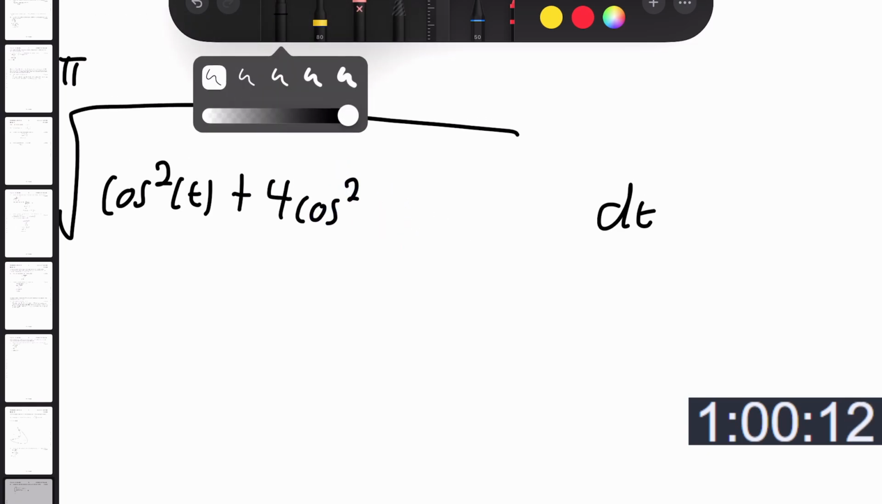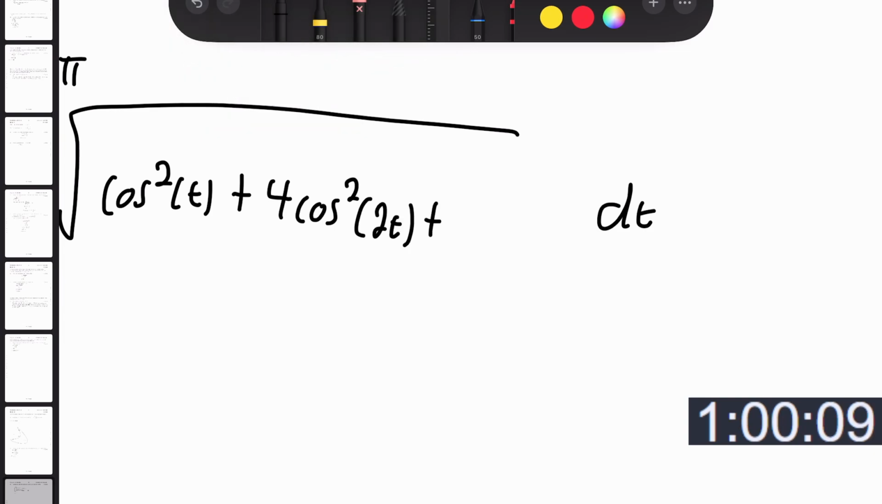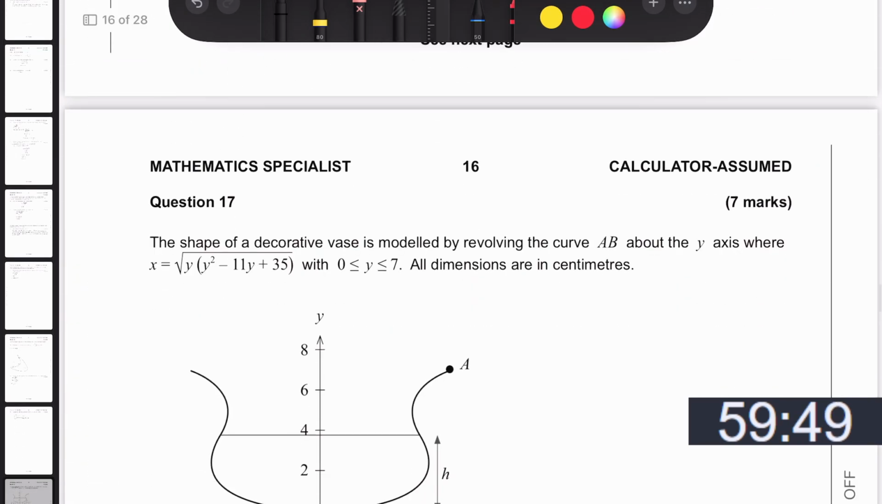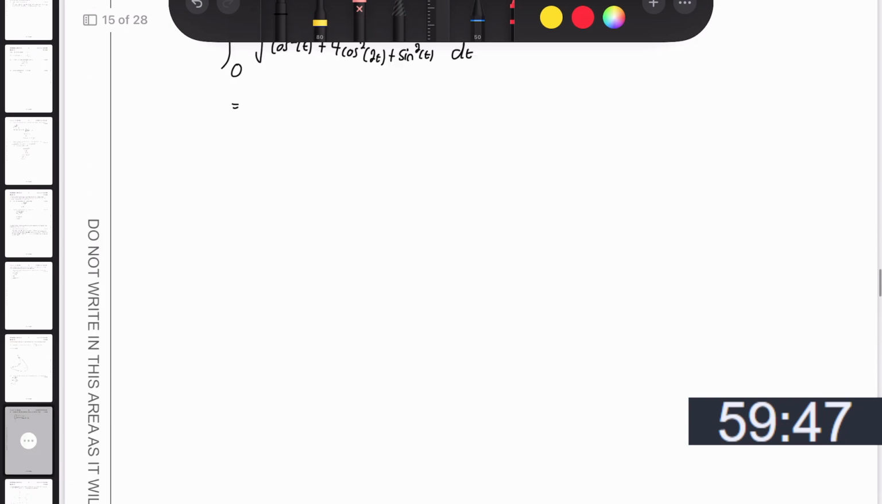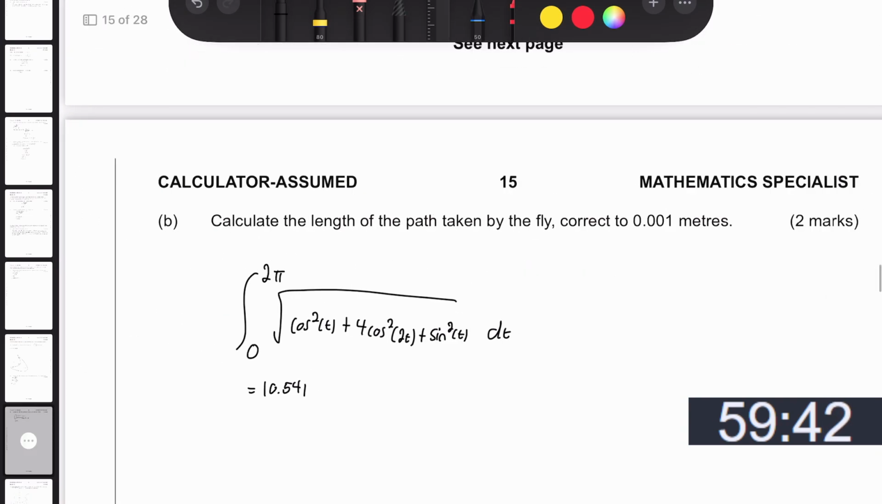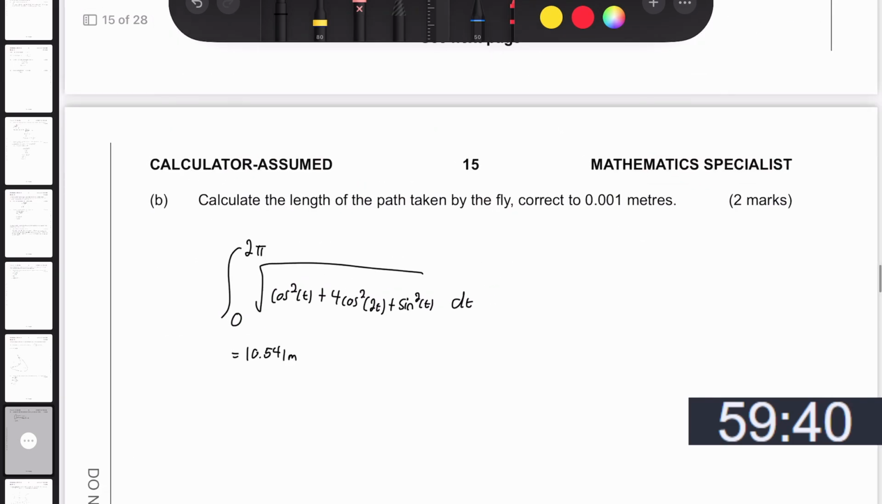Okay, wait, let me get this. Plus sine squared of t. Okay, so this is just cosine of x squared plus 4 cosine of 2x squared plus sine of x squared, and all the x. It'll probably take a second to load. Oh no, 10.541, assuming 3 decimal places. Yep, meters.